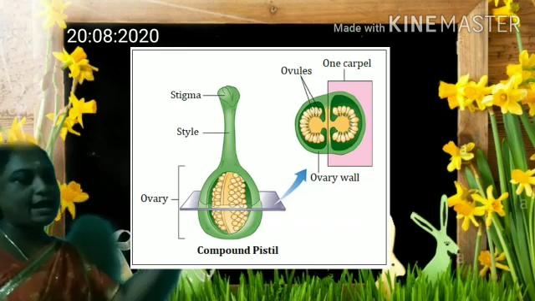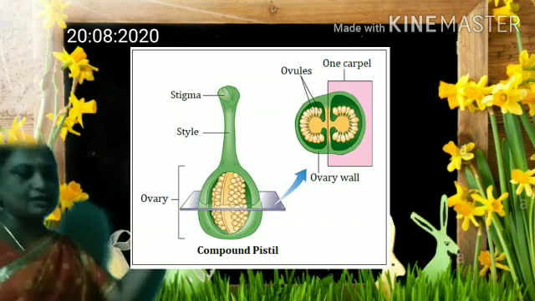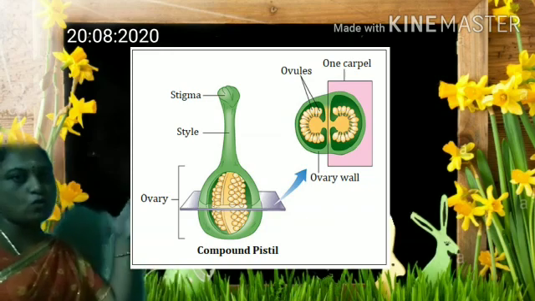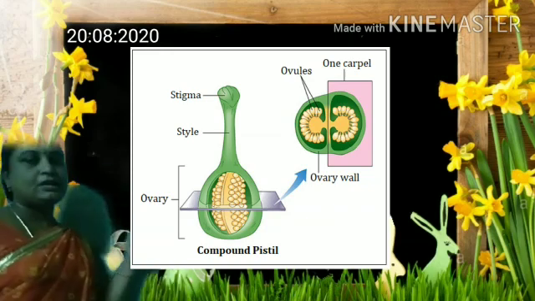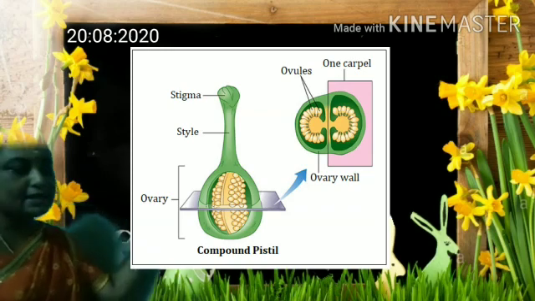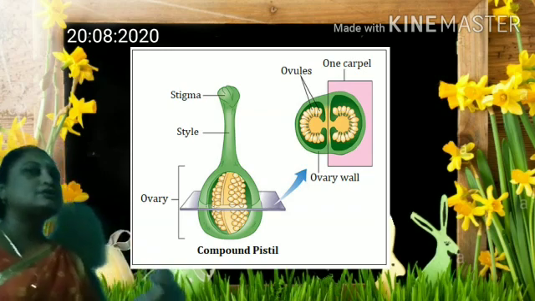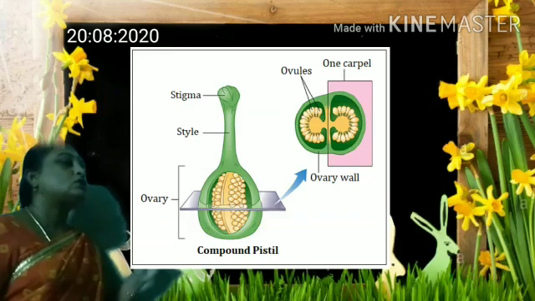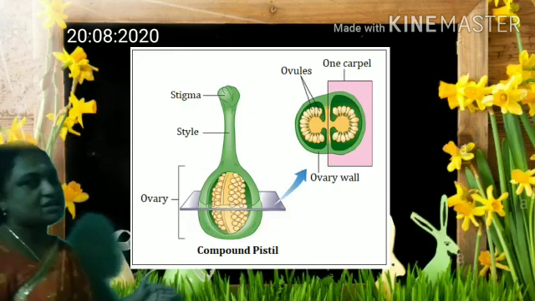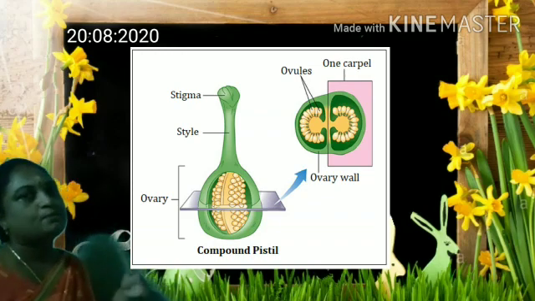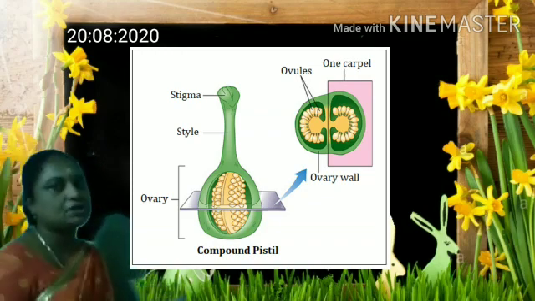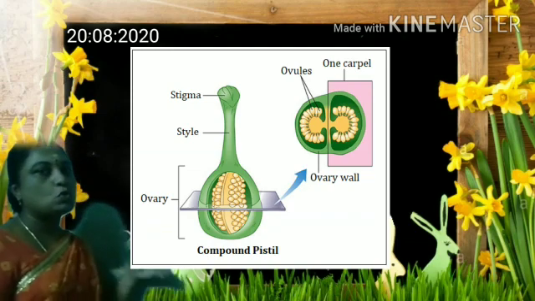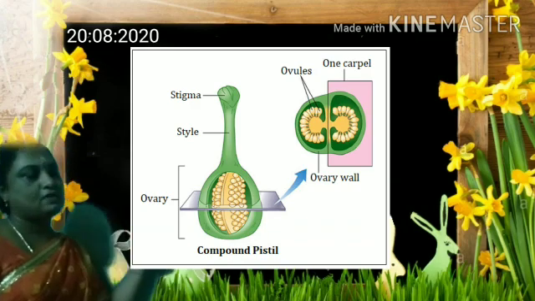Next, the ovary enlarges to store food materials and develops into a fruit. So before itself we know that the ovary changes into a fruit. Next, the ovule present inside the ovary develops into a seed. So the ovule changes into the seed. So these are all the changes in the flower after fertilization. These changes are called post fertilization changes of the flower.